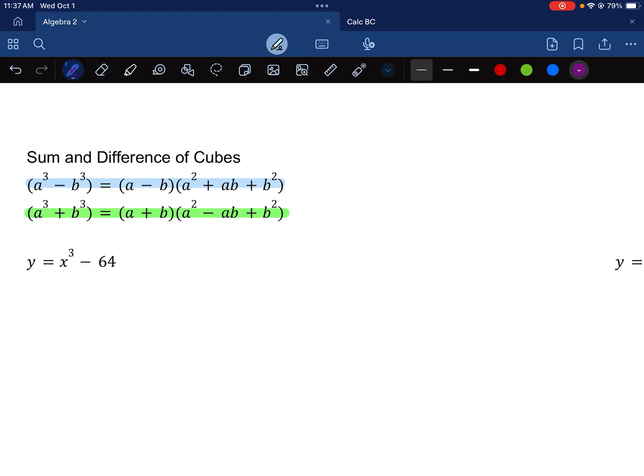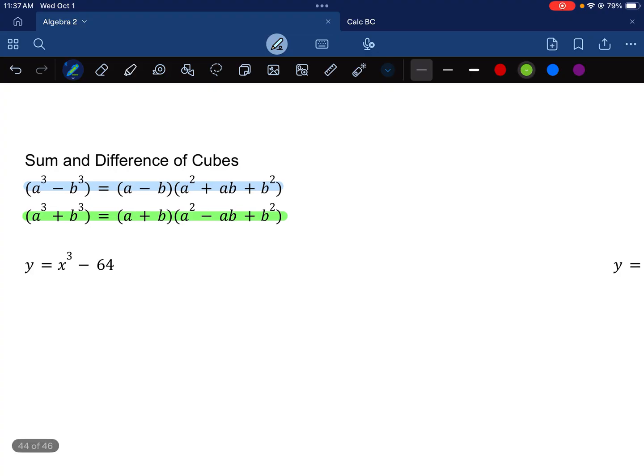So when I am looking at y equals x to the third minus 64, again, this x to the third is telling me this is probably going to be the difference of two cubes. So we're going to set up our little mini equations just like we did with the difference and sum of squares. But this time we're going to use a to the third power and b to the third power. So a to the third power is equal to x to the third because they're in the same spot according to our formula. And then b to the third power is equal to 64.